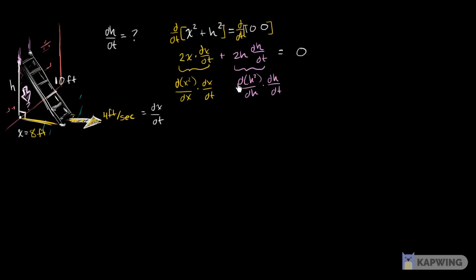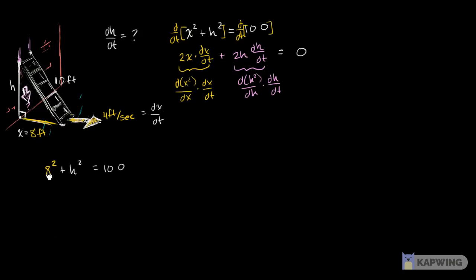So now we have a relationship between the rate of change of h with respect to time, the rate of change of x with respect to time, and then at a given point in time when the length of x is x and h is h. But do we know what h is when x is equal to 8 feet? Well, we can figure it out. When x is equal to 8 feet, we can use the Pythagorean theorem again. We get 8 feet squared plus h squared is going to be equal to 100.